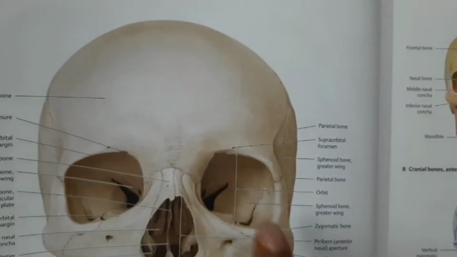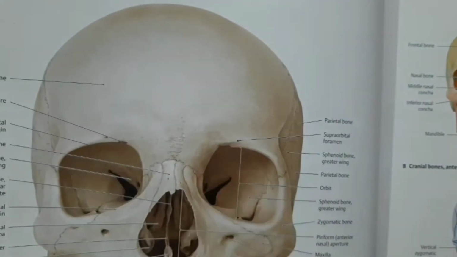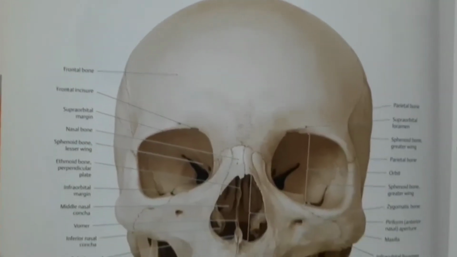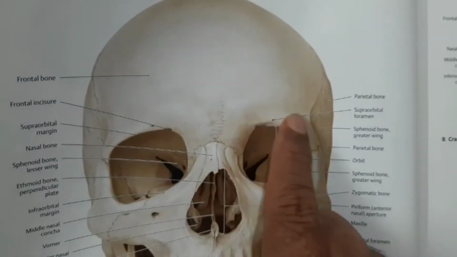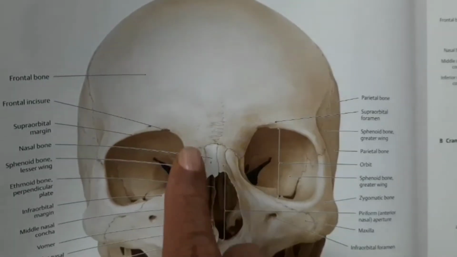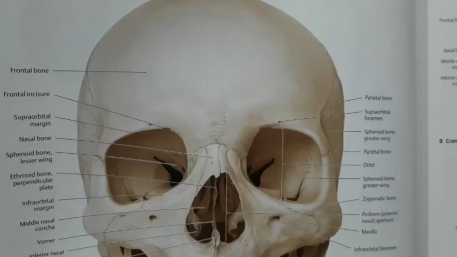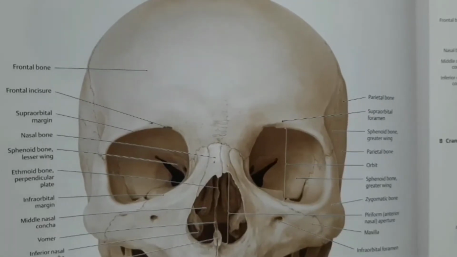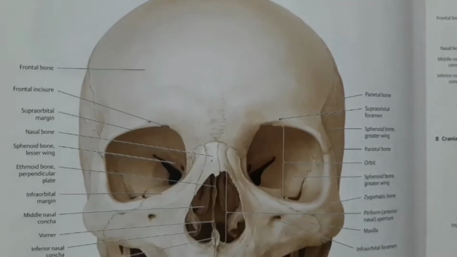Let us see, this is the norma frontalis. Here you can see the glabella, and this area is the superciliary arches, just above the superior orbital margin. The superciliary arches lie just deep to the eyebrows. So just remember this aspect.